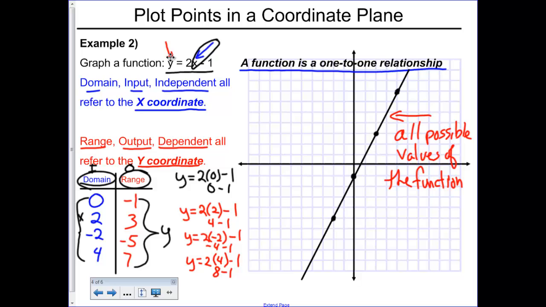I can select domain values infinitely, which means I can produce range values infinitely. And you'll notice that on the domain side, every time I put in a 0, I will get a -1 out. That's what makes it a one-to-one relationship.